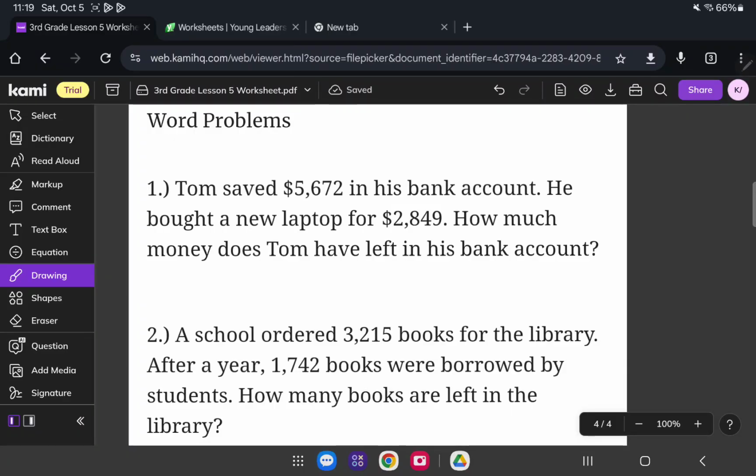All right, word problems. Tom saved $5,672 in his bank account. He bought a new laptop for $2,849. How much money does Tom have left in his bank account?